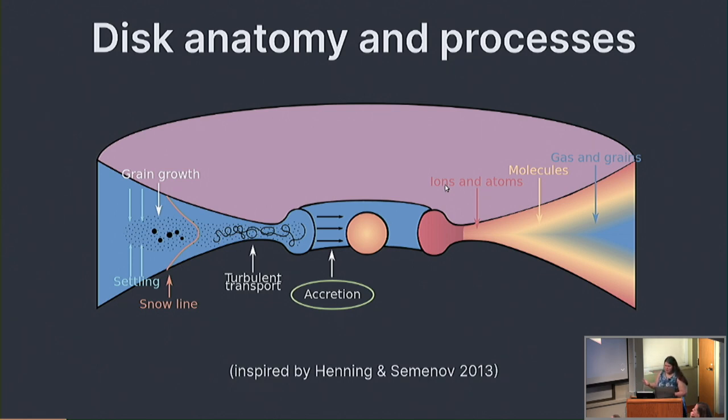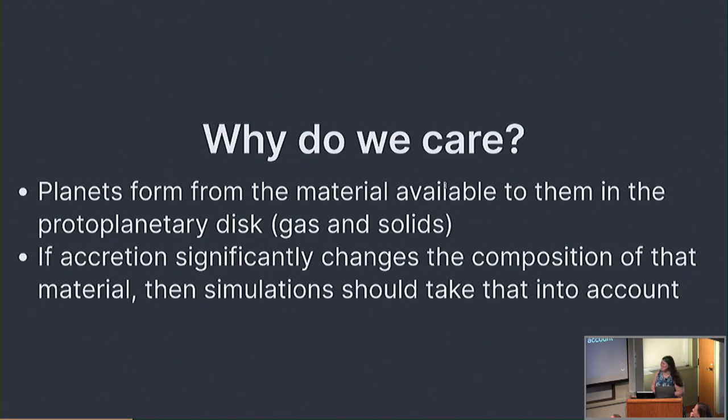This is a process where most of the disk material will spiral in towards the star and eventually fall onto the star. And basically in my work, I've assumed that all these other processes that I just mentioned are negligible. Probably wrong, but you know.